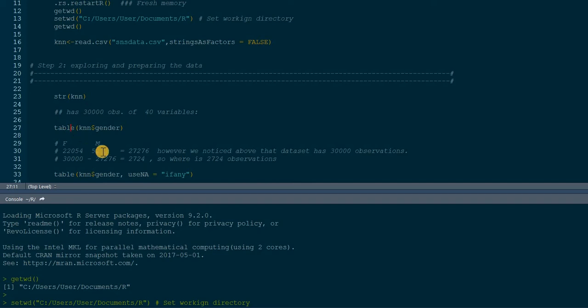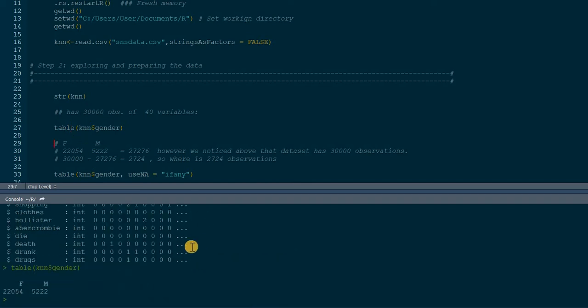Let's have a look at the table of gender. So you can see there's something like 27,000 altogether, out of which 22,000 are female and about 5,000 are male.